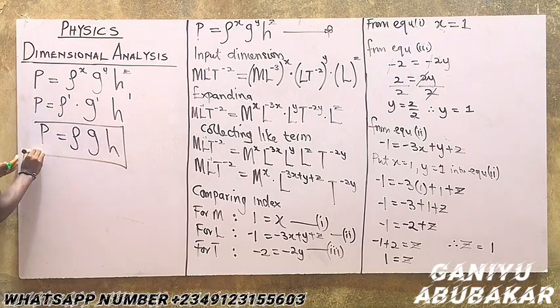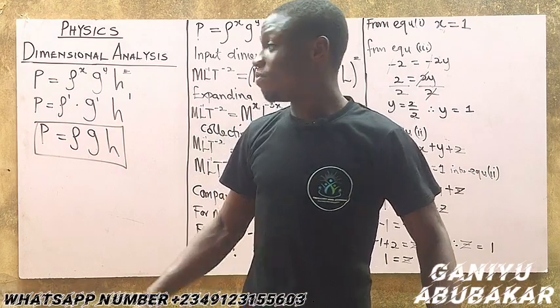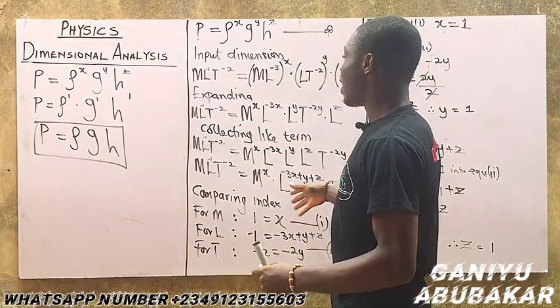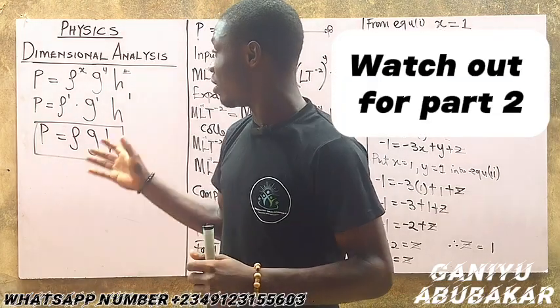This is the relationship. Let's say we don't know. When I did the derivation, I had this. So when I use this method again, I still have the same formula.